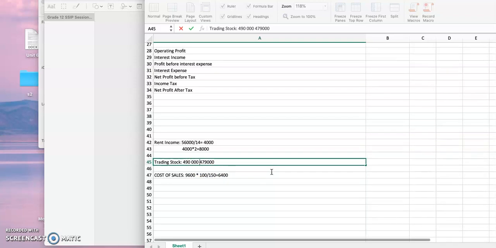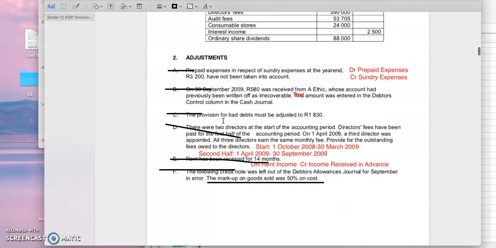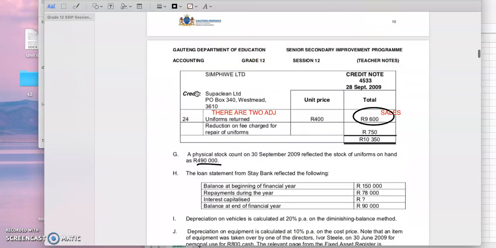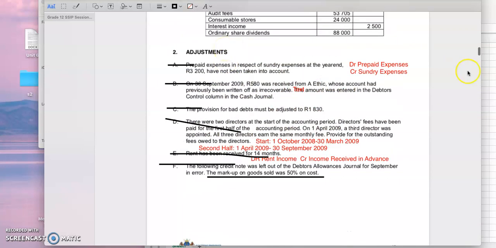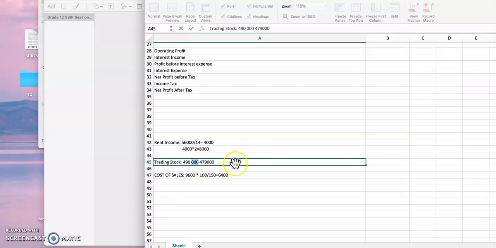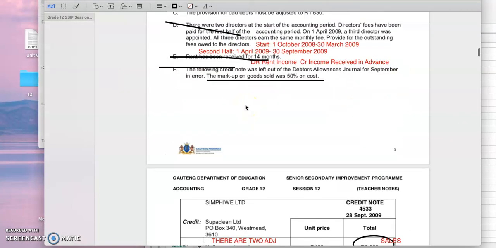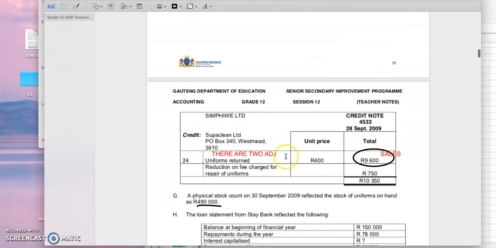Don't forget to look at all the adjustments that we have already done, so A through F, and see if any of them affect trading stock, because we have to incorporate it into this calculation. The only adjustment we had that did affect trading stock was this one, because the uniforms were returned right here. So here is additional trading stock.